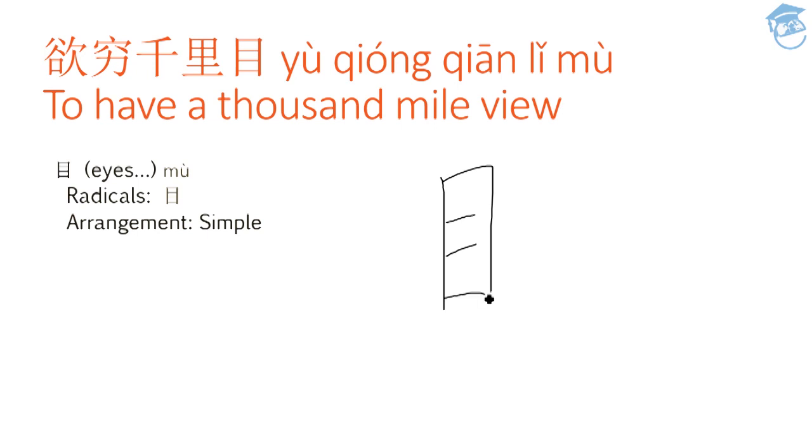一、二、三、四、五. Okay, 5 strokes for this word, 目. So let's look at how this verse works. So 千里目 is 千里, you have known that it means 1,000 mile. Okay, and 目 is the eyes, or it means the view.